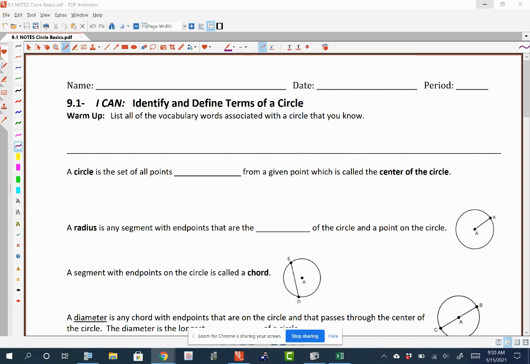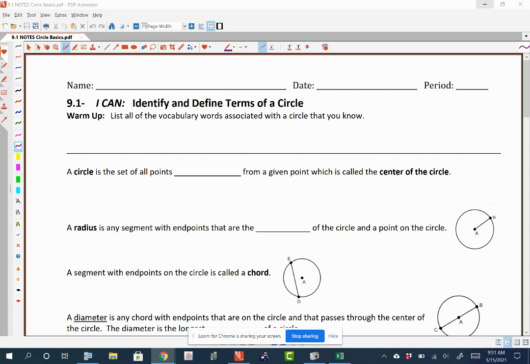To start Unit 9, and in Section 9.1, we're going to identify and define terms of a circle. So as a warm-up today, I just want you to take a second and pause this video and just think of some vocabulary words that you know that are associated with a circle. So you've learned lots of things about circles, and some of which we're going to go over today, but maybe just pause and go through a few things that you feel like you know.